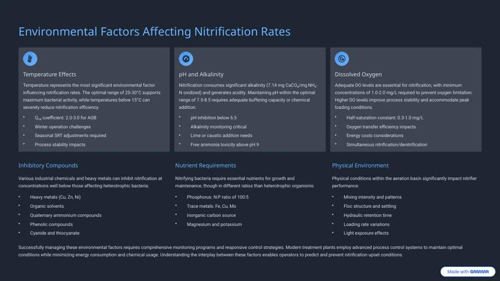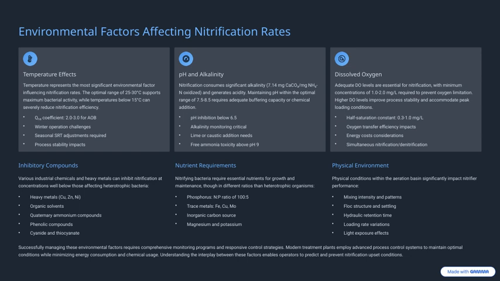Now, let's take a closer look at the environmental factors that affect nitrification rates. First and foremost, temperature plays a critical role. It's actually the most significant environmental factor influencing how well nitrifying bacteria perform. The optimal temperature range for maximum activity is between 25 and 30 degrees Celsius. Within this range, bacteria are most efficient at converting ammonia. However, if temperatures drop below 15 degrees Celsius, nitrification efficiency can decline sharply, sometimes severely hampering the process.